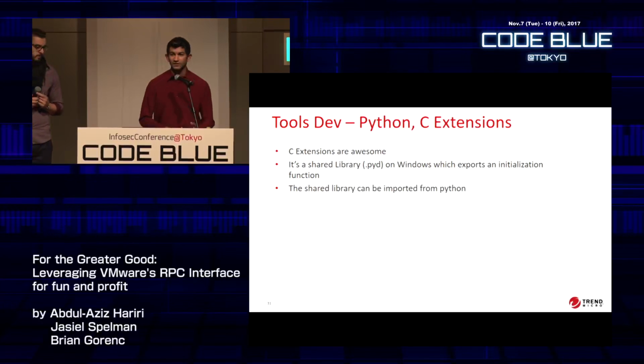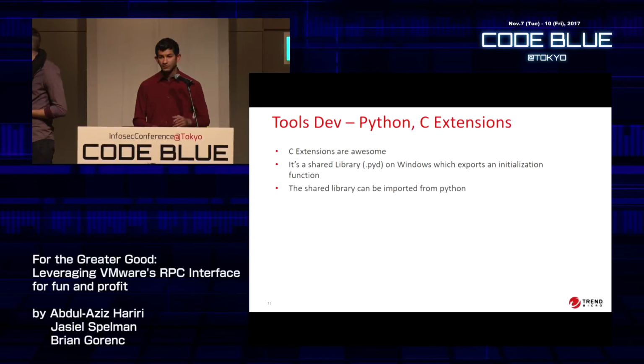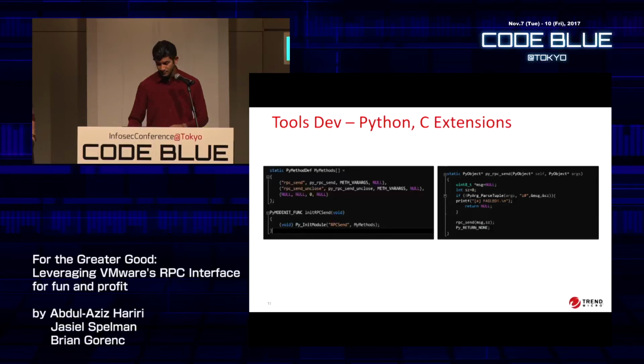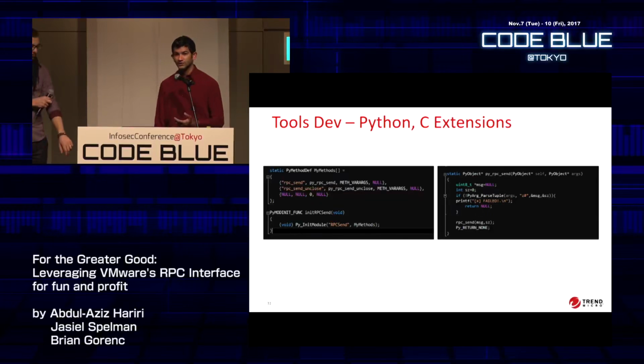So C extensions, they're just a shared library, a PYD file, and it is platform specific. So you compile it for, say, Windows or Linux or macOS, anything. But then you can import it and access the functions that it exports as if they're from Python. And it's responsible for unboxing the variables, dealing with them, and then reboxing them to send back to Python. Here is an example of what it looks like.